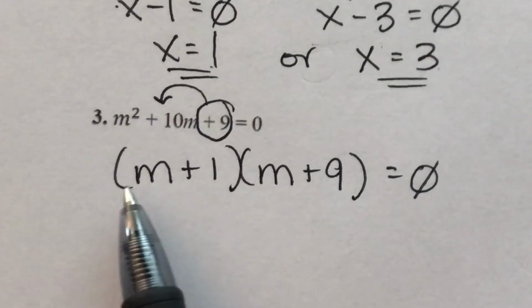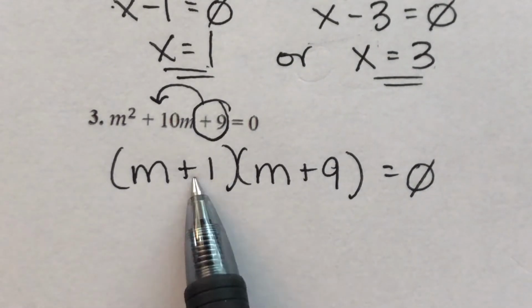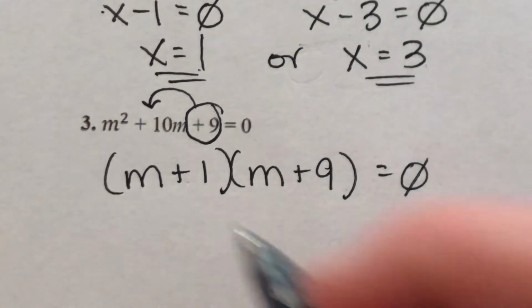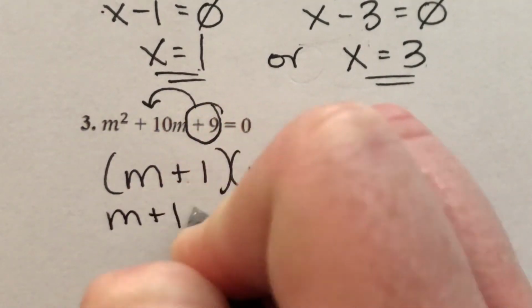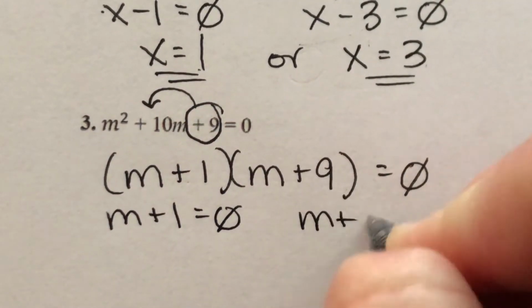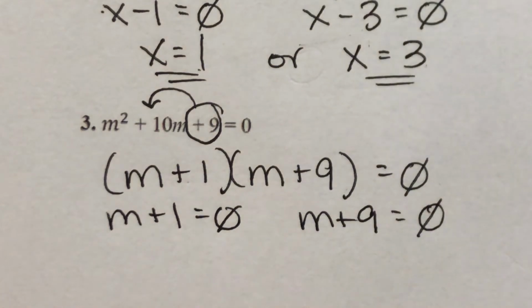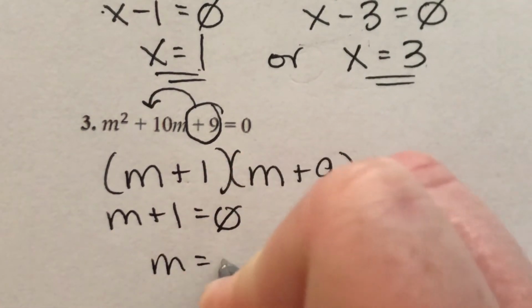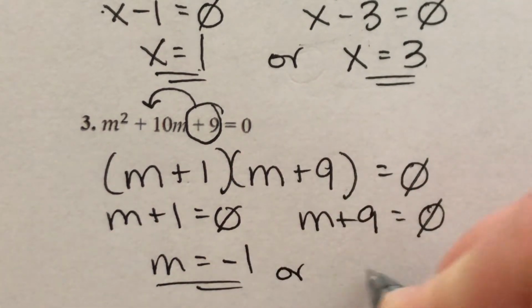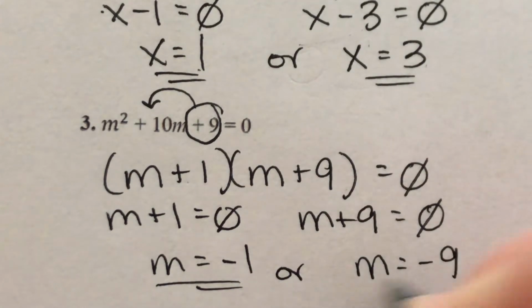So I got to see this part and then set each of these equal to 0 to solve for the variable. M plus 1 equals 0. M plus 9 equals 0. M has to equal negative 1 or M has to equal negative 9.